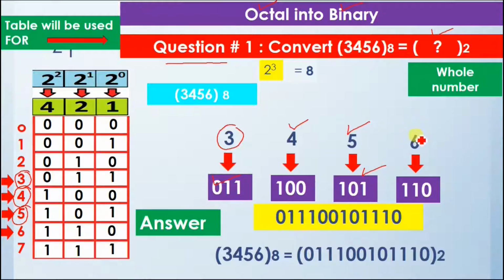Next we look at the value 6, and if we go to the table we can find 6 here, and 6 is equal to 110 in binary. So we write 6 as 110. We combine these 4 values and calculate the answer. So the number 3456 in octal is equal to 0111 0010 1110 in binary. This is how we can solve question number 1.